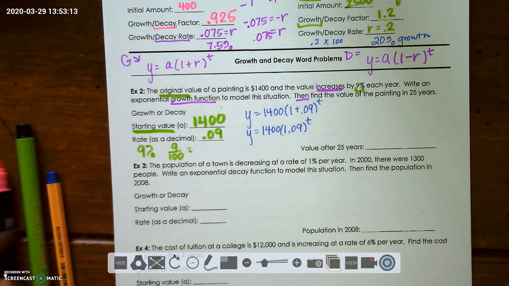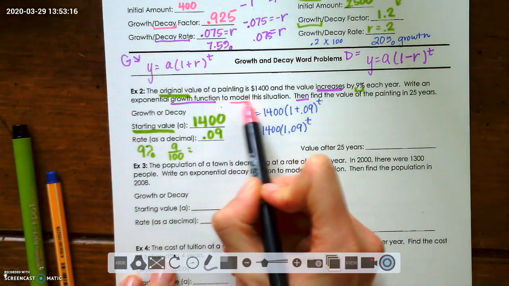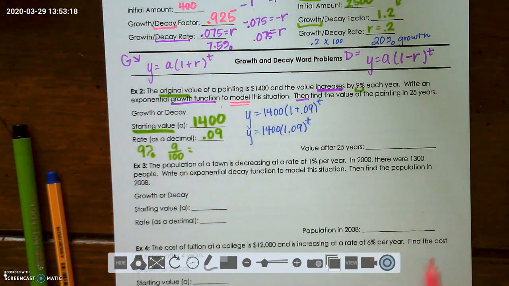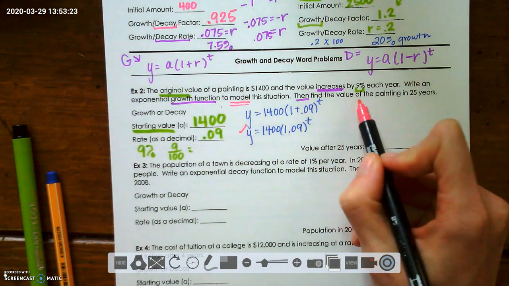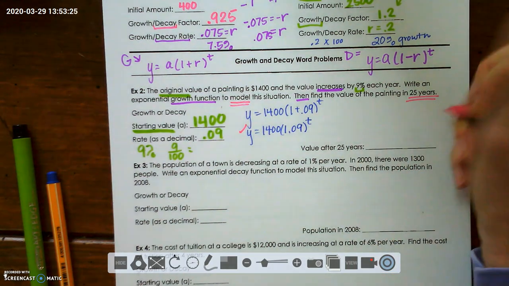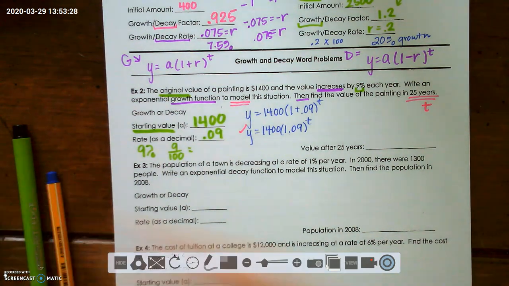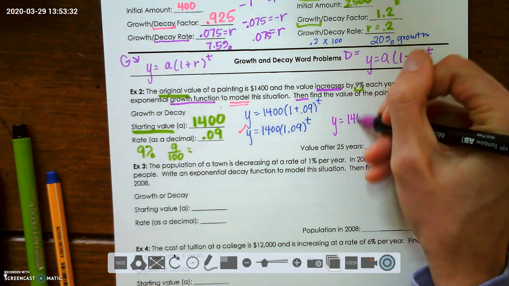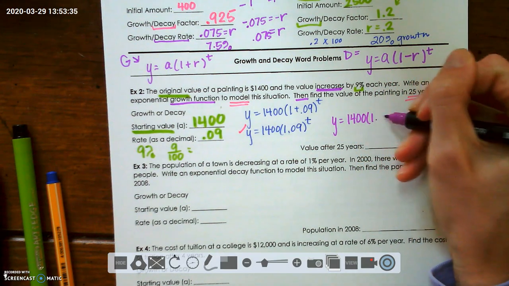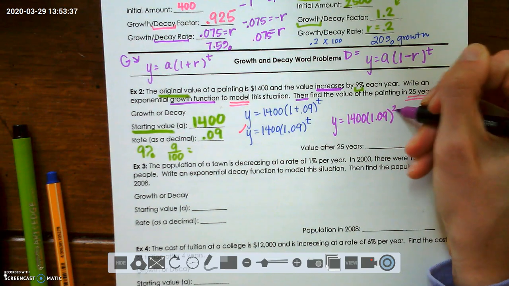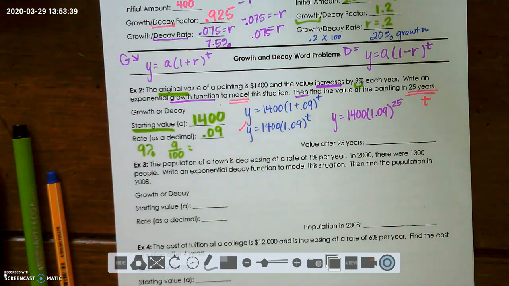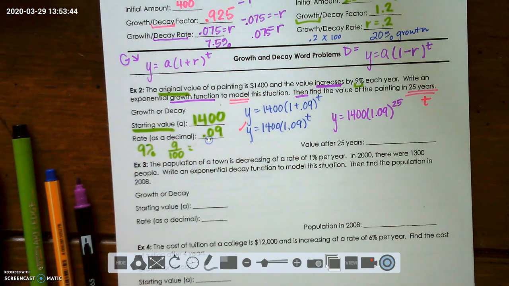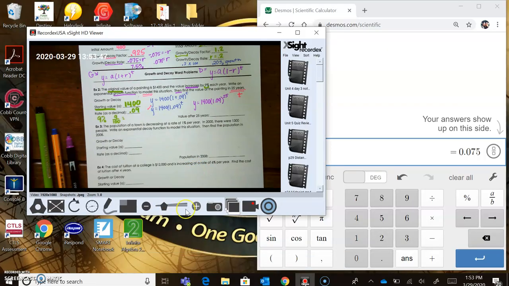So I did the first part. Write an exponential growth model for the situation. Check. We did that. Once we have our model, they said find the value of the painting in 25 years. So that means we're going to plug in a 25 for T. So Y equals 1,400 times 1.09 to the 25. So that is something that we can just type straight in our calculator. So I'm going to go over here to Desmos.